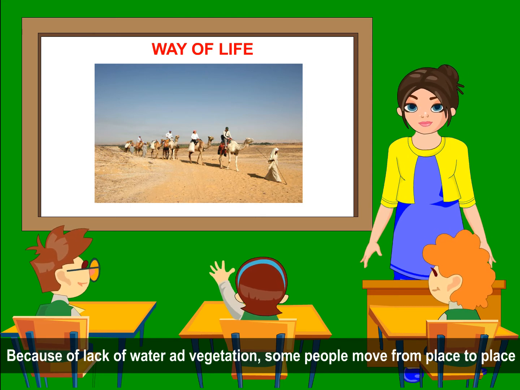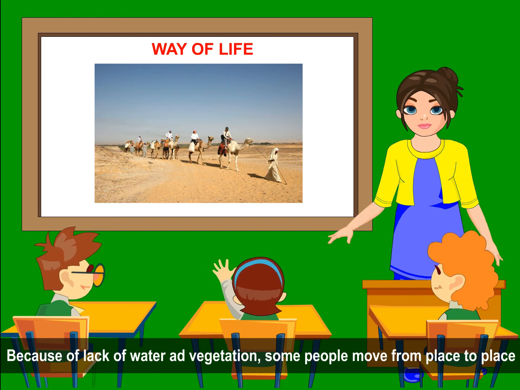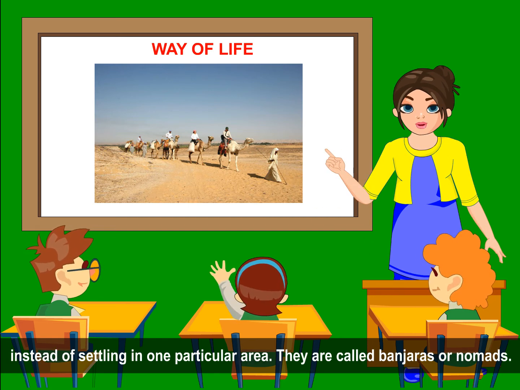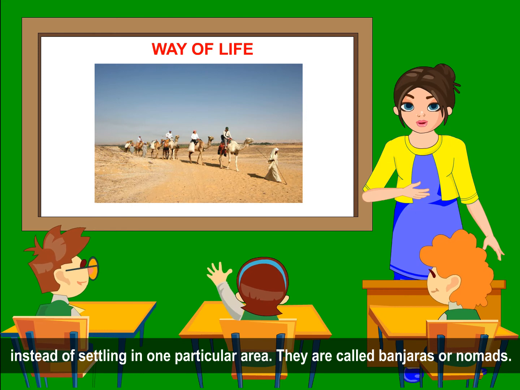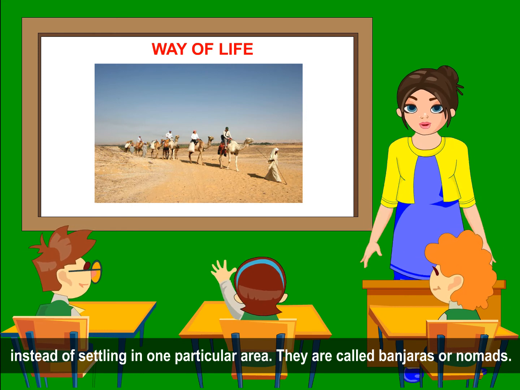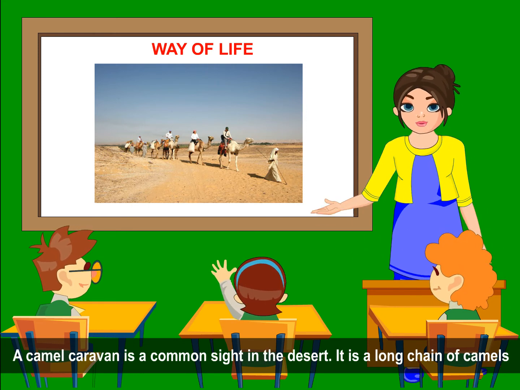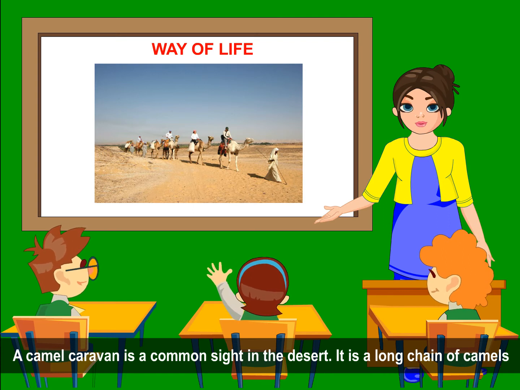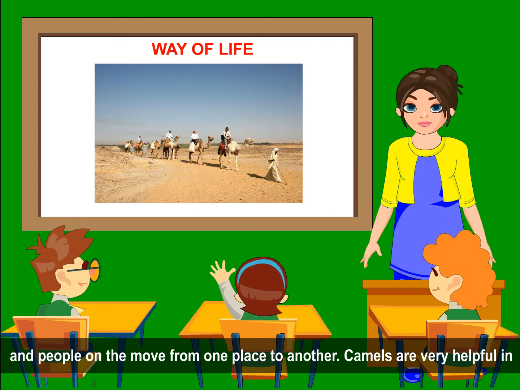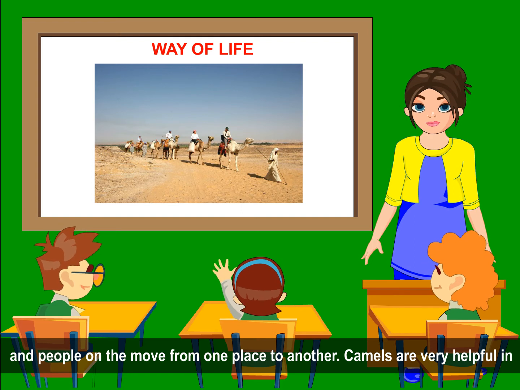Because of lack of water and vegetation, some people move from place to place instead of settling in one particular area. They are called banjaras or nomads. The camel caravan is a common sight in the desert. It is a long chain of camels and people on the move from one place to another.